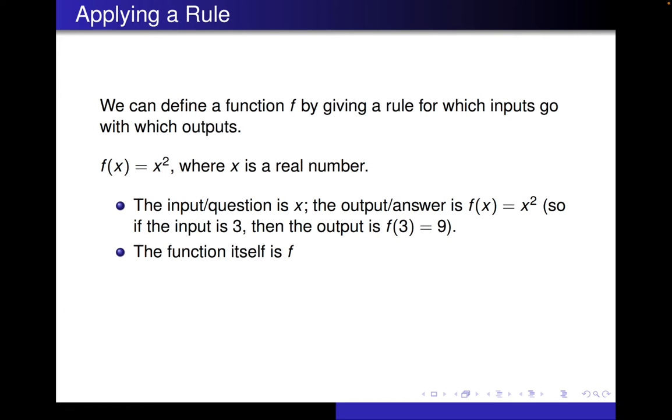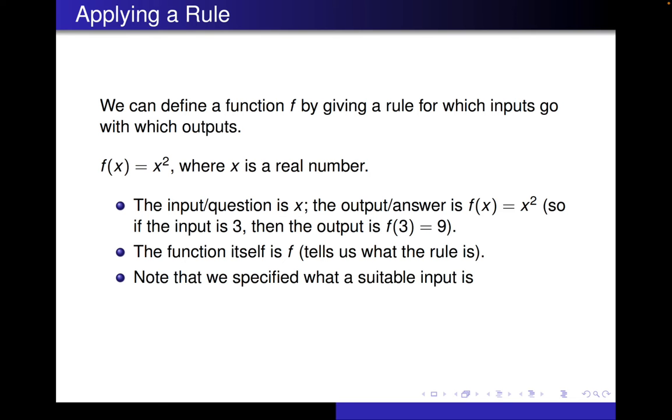Now if we're talking about what the function itself is, it's f. We really have three things going on here. We have an input x, an output f of x, and then the function itself is f, and that is what the rule is. That is what is controlling how you go from an input to an output. And note that we did make a big deal about what a suitable input is. We demanded that x, the input, is a real number for this particular function. We could have used, say, complex numbers if you want to go nuts, and it's perfectly okay to square a complex number. But for this particular function, they only accept real numbers.